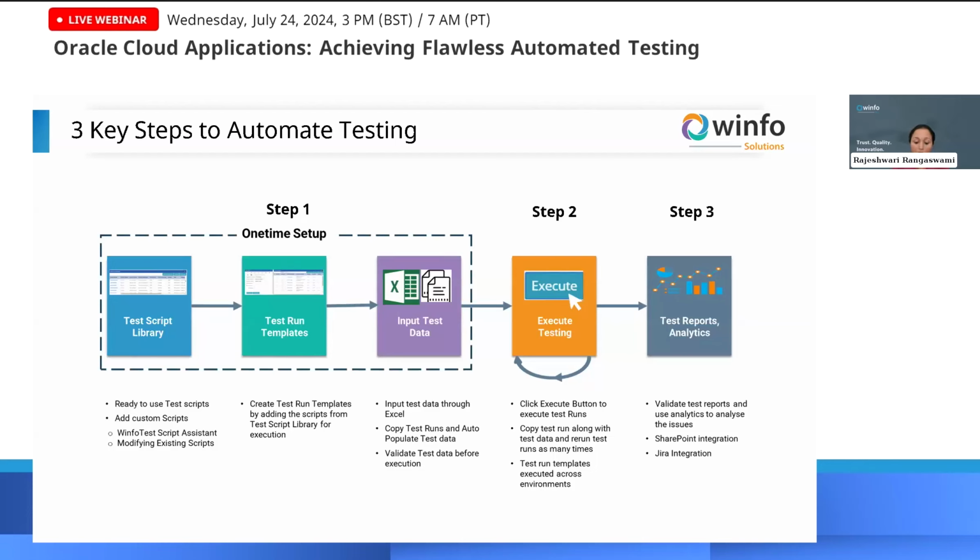And this becomes your one-time setup. A basic test script library with all the scripts, test run templates with the test scripts and the test data. So this is intact and can be used for any subsequent release or any rollout testing as well. Once this is done, we can just execute the scripts and you have the detailed test evidence. I will show you an example of how the test evidence will be created using the Winfo Test application.